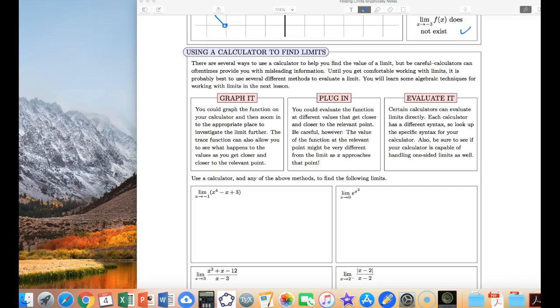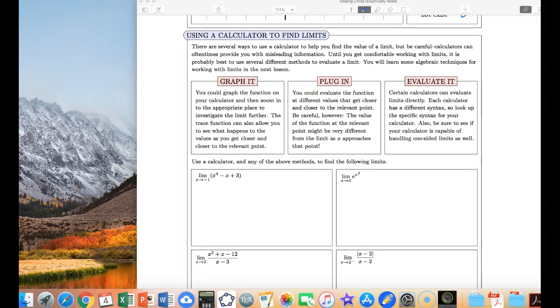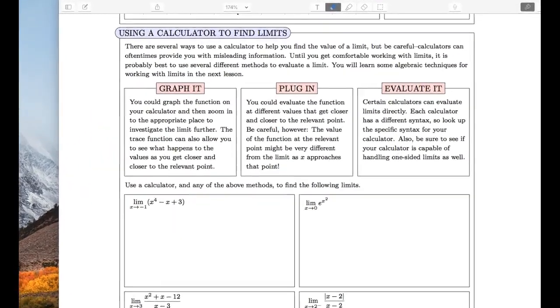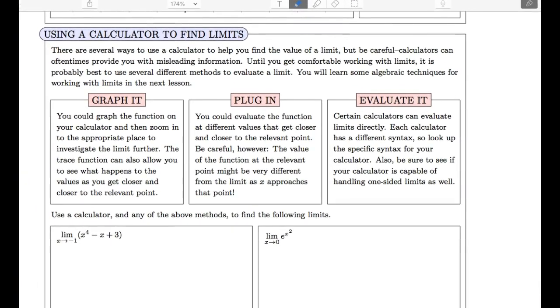Hey everybody, welcome to the last video of this section, using a calculator to find limits. There are several ways a calculator can help you find the limit, but you've got to be careful, because calculators can oftentimes give you misleading information, and that really has to do with the window. So until you get comfortable working with limits, it's probably best to use several different methods to evaluate a limit.